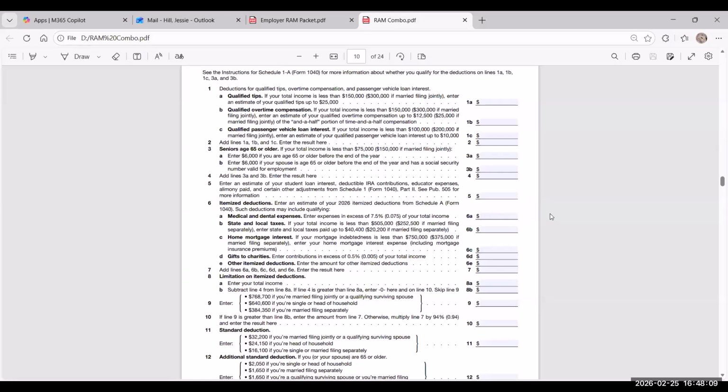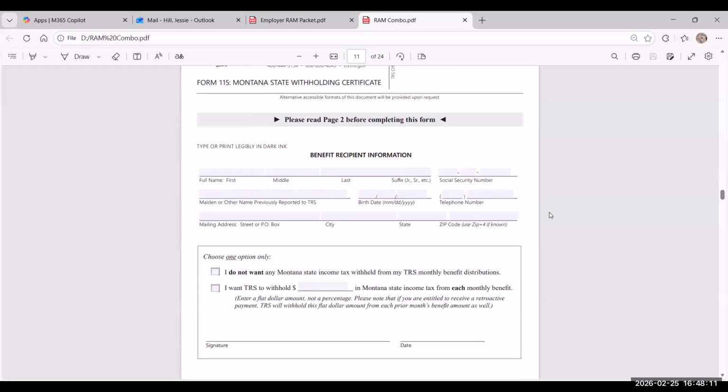The next form here is your Montana State Withholding Certificate. This did go through some changes in the last couple years. We used to do it similarly to the feds, where we would have them list their filing status and number of allowances they want to claim.